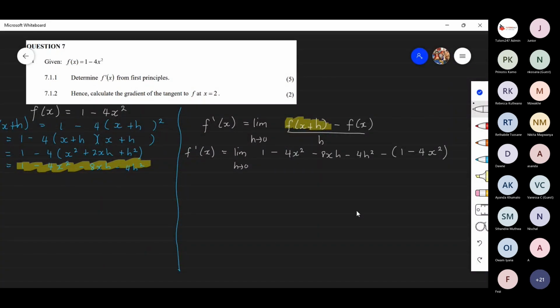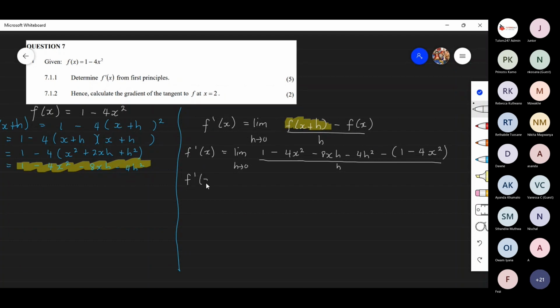It's always in there, and it's usually 5, 6 or 7 marks. So it's an easy 5 marks that you can score. Make sure that you understand and that you are able to find the derivative from first principles. Okay, so let us proceed. We know this is over h, so let us continue.